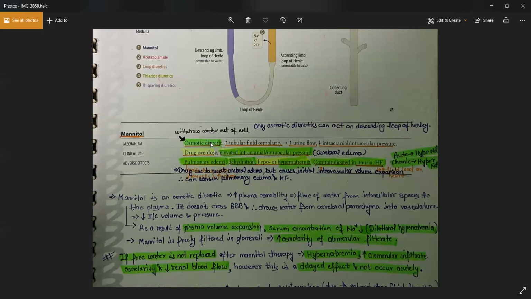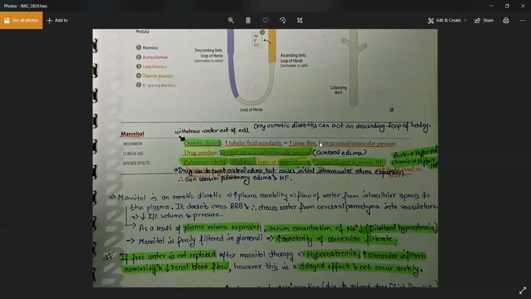As a result, you will have the removal of this fluid from the tissue space, and it will enter your intravascular space. Then it will reach the kidneys. In the kidney, because in the tubules you have this drug, it can neither be absorbed nor secreted. So all this mannitol will be present in your tubules. It will draw water with it, and ultimately all this water will be lost in the urine. So it increases the tubular fluid osmolality and, as a result, urine flow.